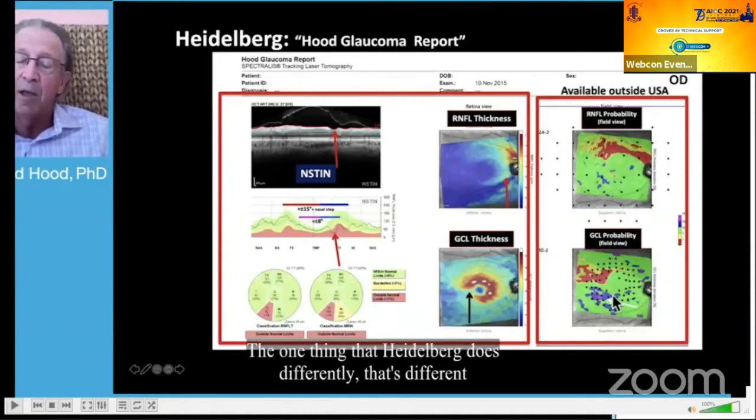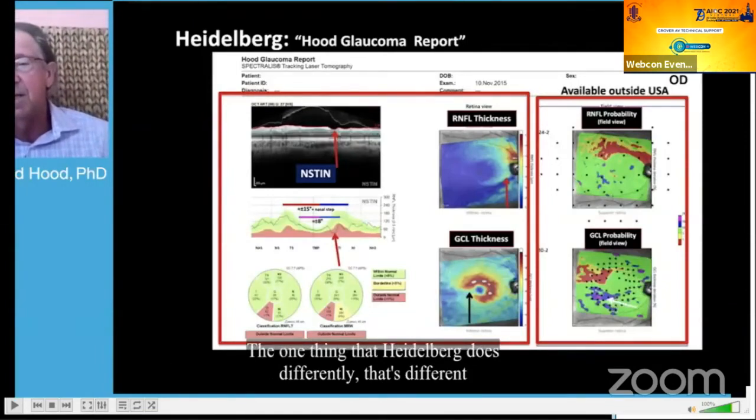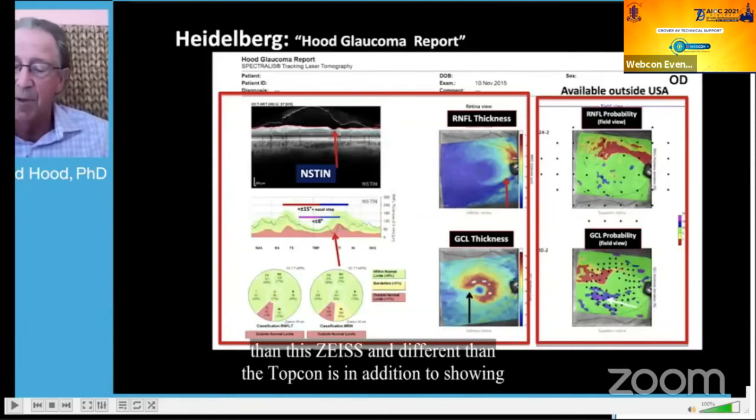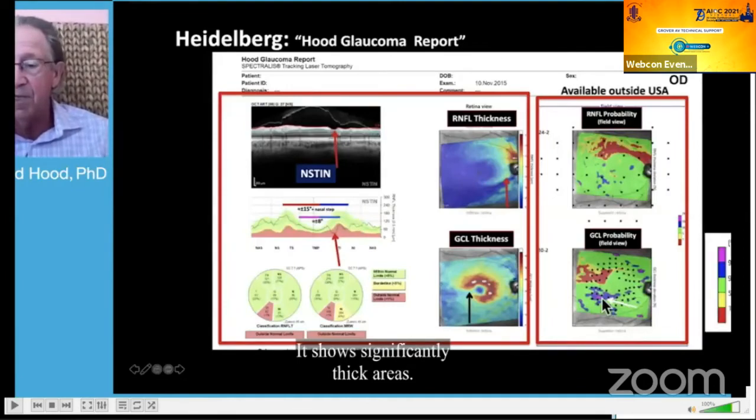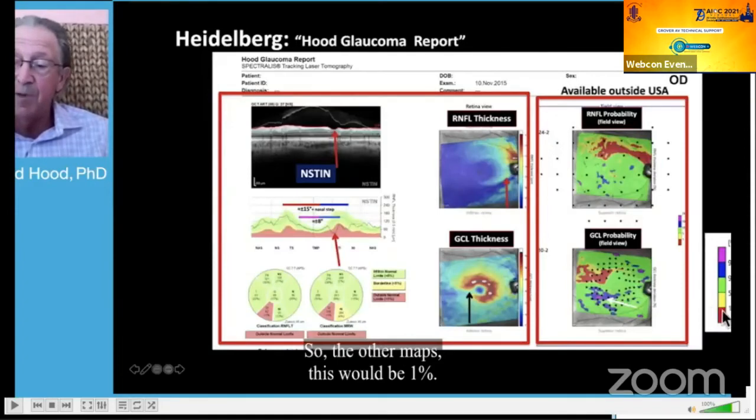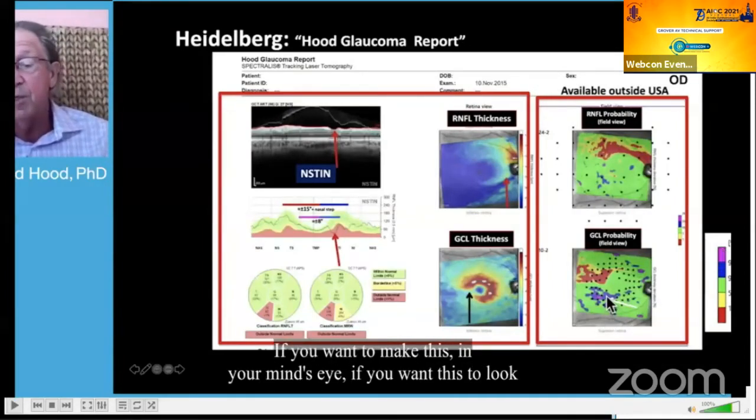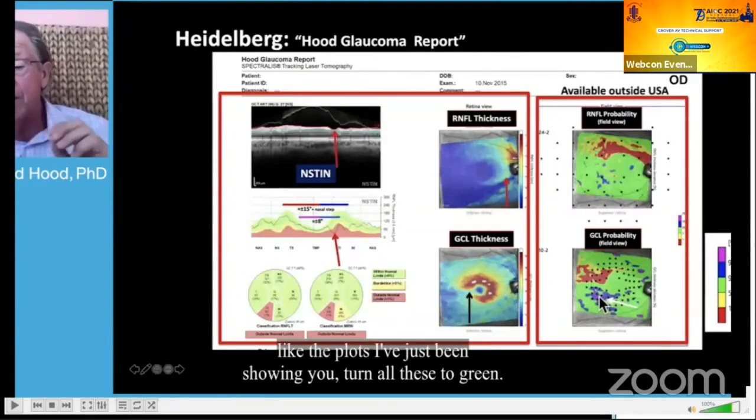The one thing that Heidelberg does differently than the Zeiss and the Topcon is, in addition to showing significantly thinned areas, it shows significantly thick areas. So the other maps, this would be 1%, this would be 5%, and this would be 5 to 100%. In this case, they show significantly thinner. So if you want in your mind's eye for this to look like the plots I've just been showing you, turn all these to green.